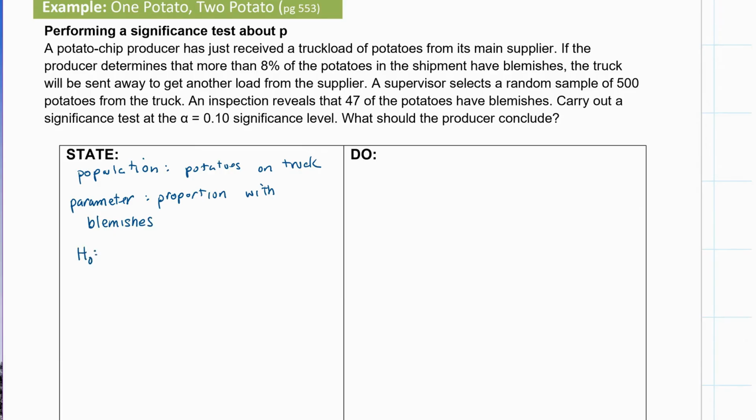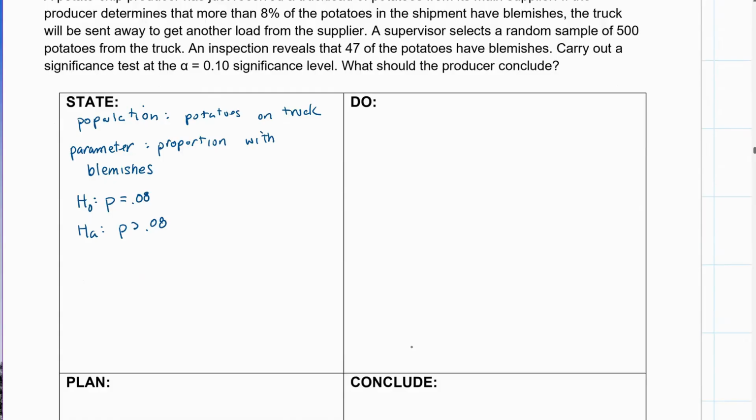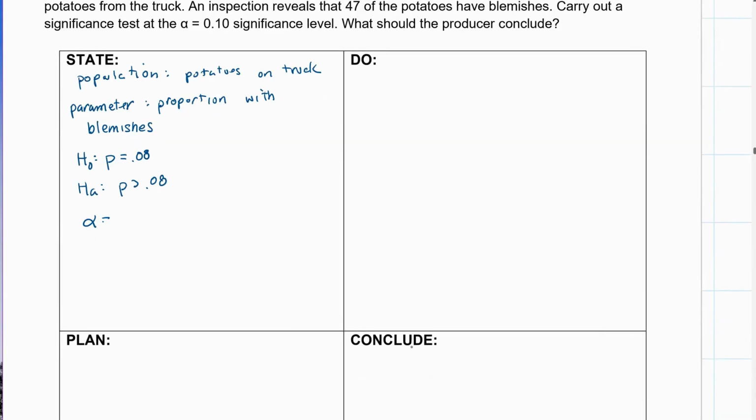What's the H naught claim? That we're okay at 8%. What are we trying to prove? That we actually think that there's greater than 8% with blemishes, and we should probably think about sending them away. And here's where we're going to say we declare our alpha value to be 10%, 0.10.